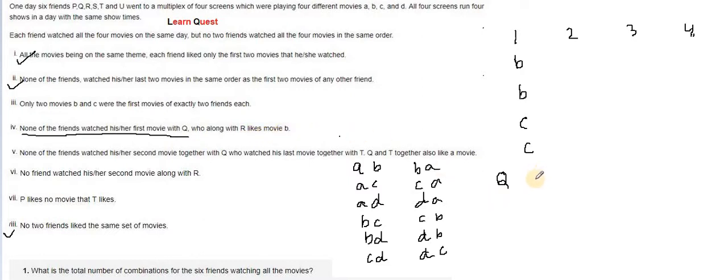Now how can Q like movie B when here it is A or D? First two movies Q will like. It means this one will be the second movie for Q, which will be B. Okay. So this statement only tells that Q's first movie is not B or C, but the second movie is B. Also it tells that R also likes B. So R's first movie or second movie is B.